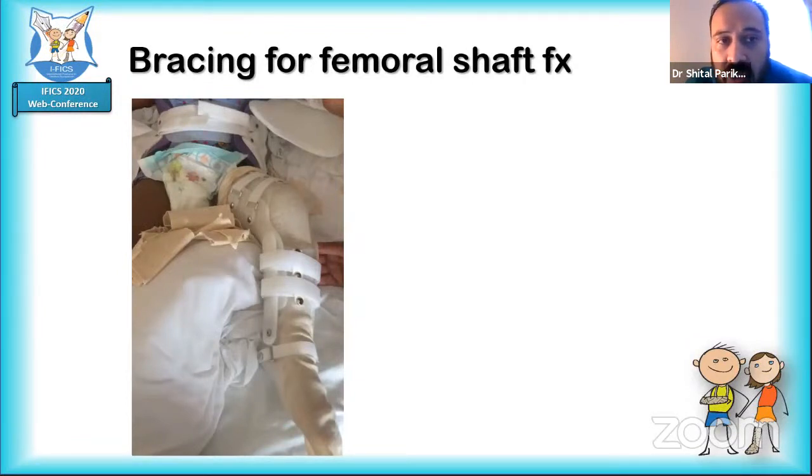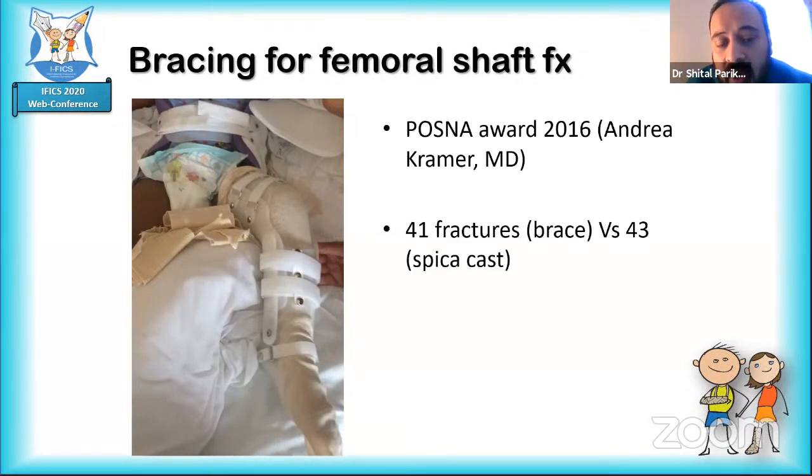There are a couple of other options. We saw traction being an option for shaft fractures. Here is a brace, which is a prefabricated brace with a Pavlik belt, and you probably may reuse these.